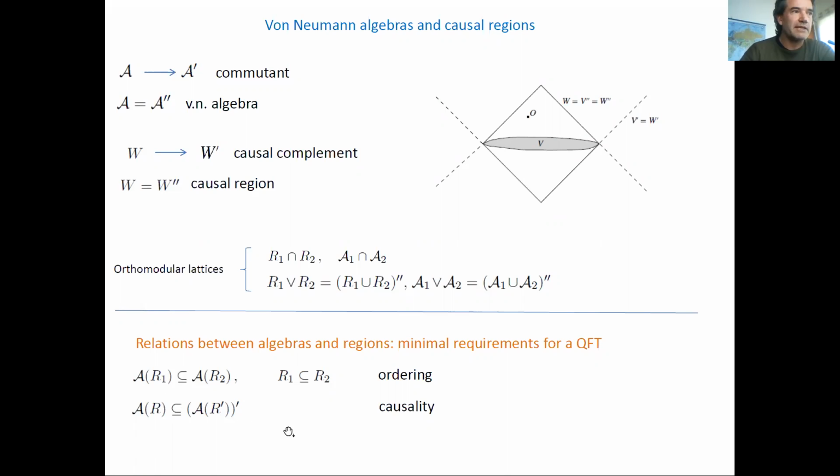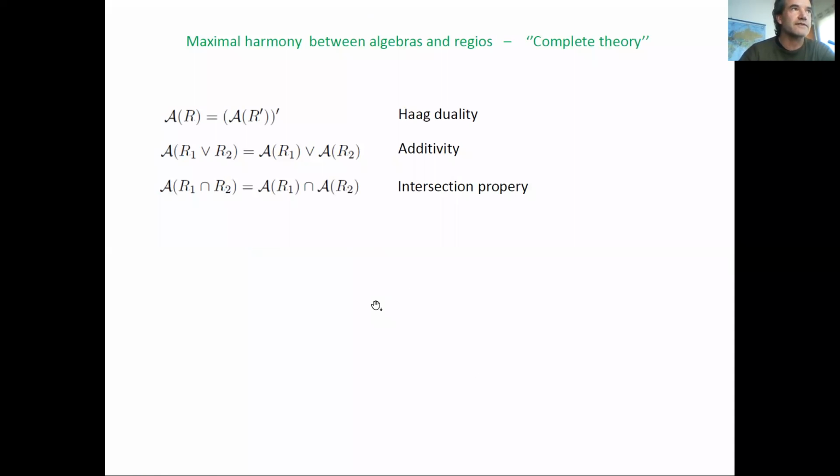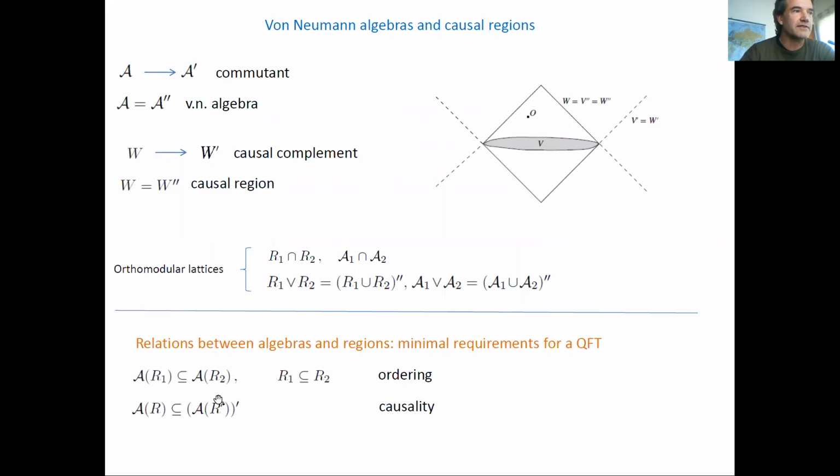So these are the minimal relations, and one can think, given this structure, what would be the maximal possible harmony of these two structures. And one could think to call that a complete theory. A complete theory would be the one that satisfies all these relations. The first one is Haag duality. That is kind of an enhancement of this relation.